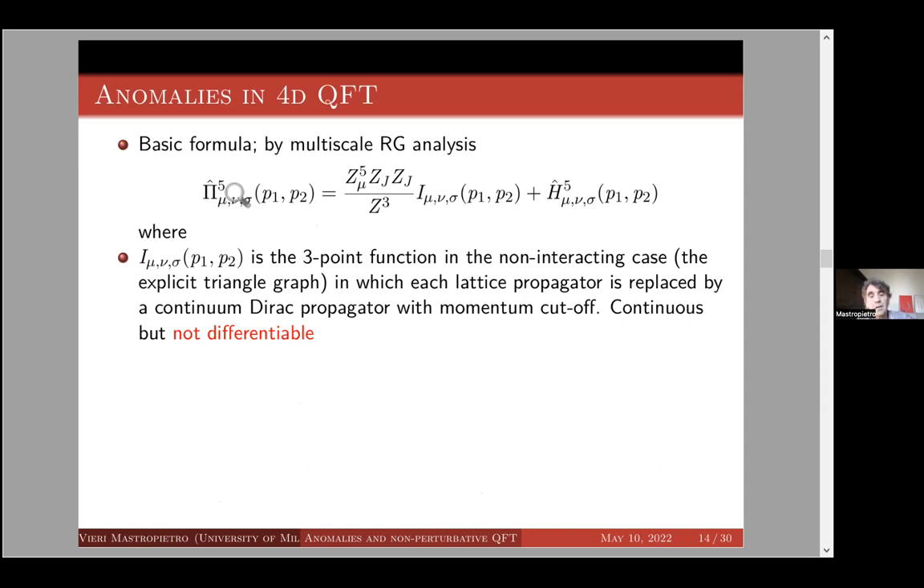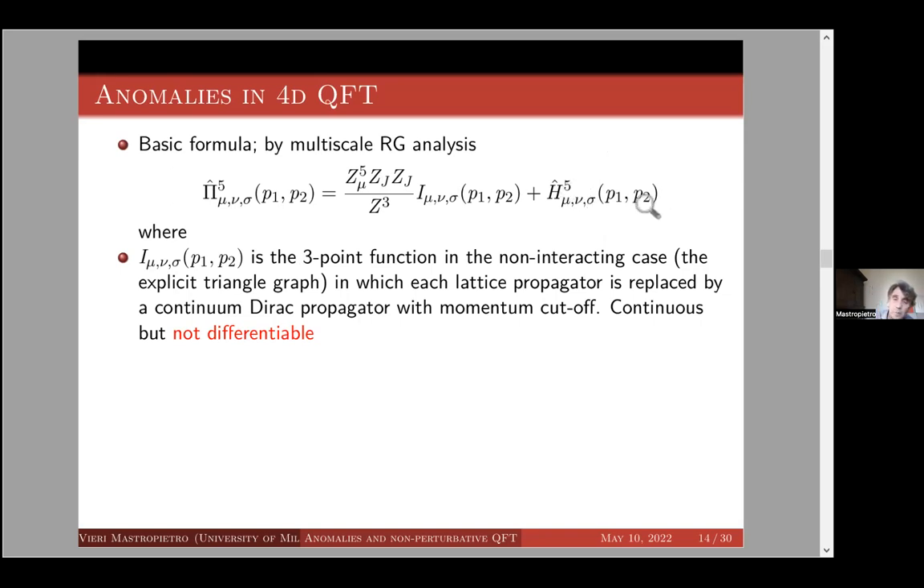Okay, so I'm running out of time, so maybe I have to go faster. So pi is the three-point function. This I would be the free, non-interacting three-point function in the continuum with the momentum cutoff. These Z are just finite renormalizations. And this H5 is a rest. If I don't say anything about this H5, I can always write it in this way.